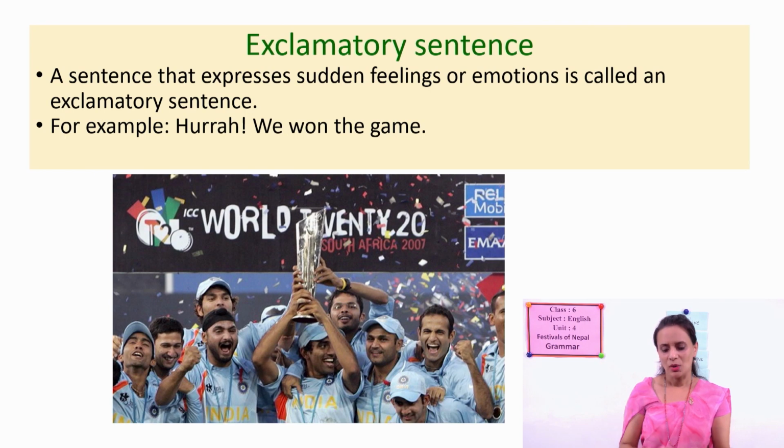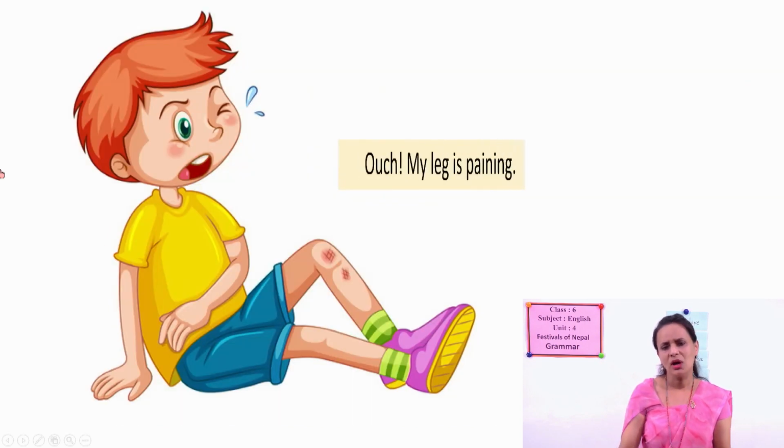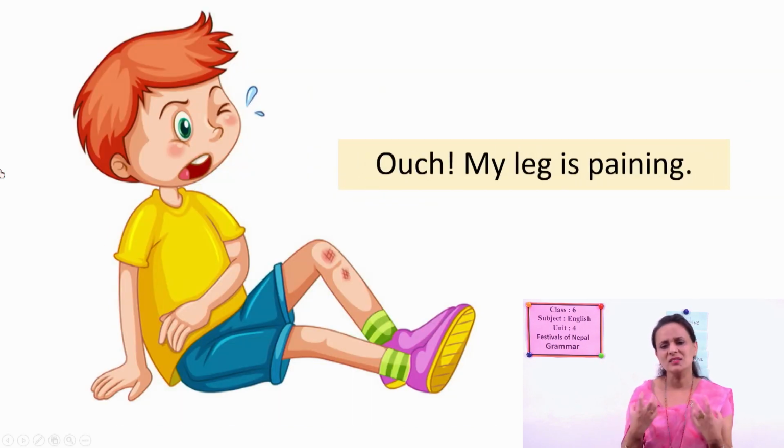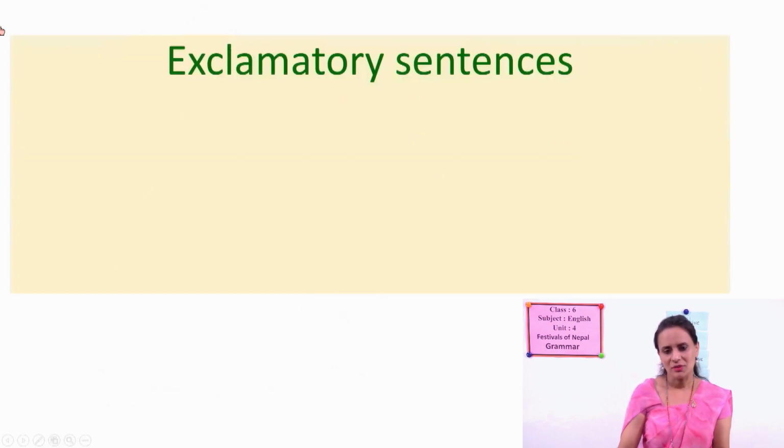Okay, now let's see other pictures also. Now what happens? See, "Ouch, my leg is paining." His leg is paining and he has sudden feelings and emotions, isn't it? Now he's crying, you can see him crying because his leg is paining, isn't it? Now let's see more exclamatory sentences here.